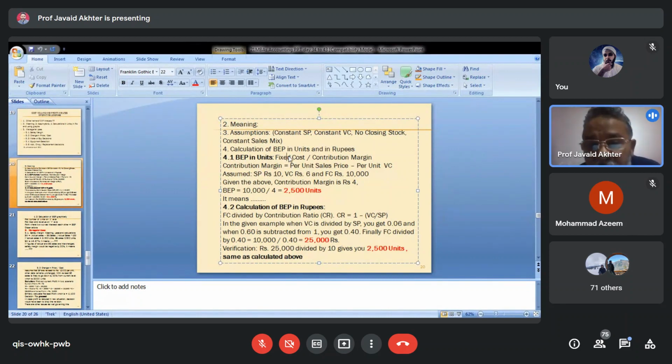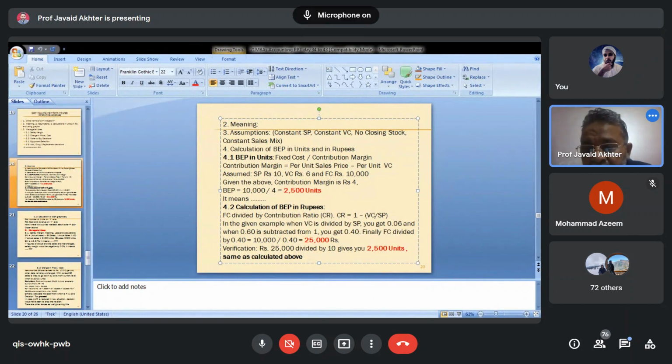The formula I have given here: fixed cost divided by contribution margin. What is contribution margin? Contribution margin is equal to, you can make a note in your answer book, per unit sales price minus per unit variable cost. Per unit sales price minus per unit variable cost gives you the contribution margin. So when fixed cost is divided by contribution margin, the answer you get will be your break-even point.